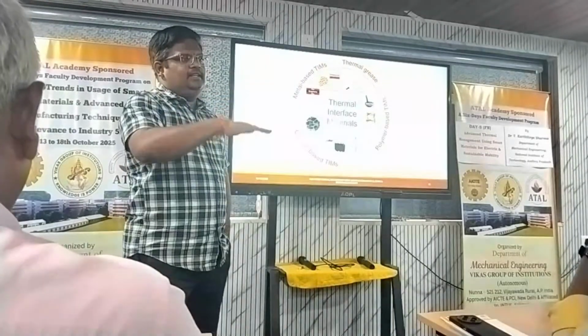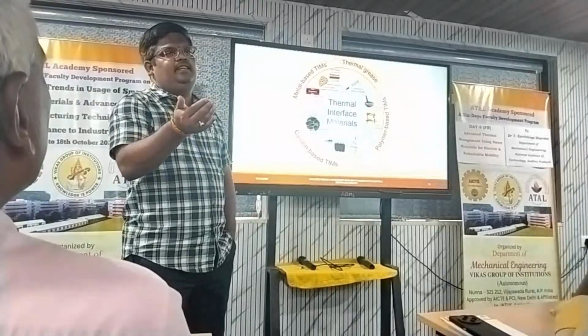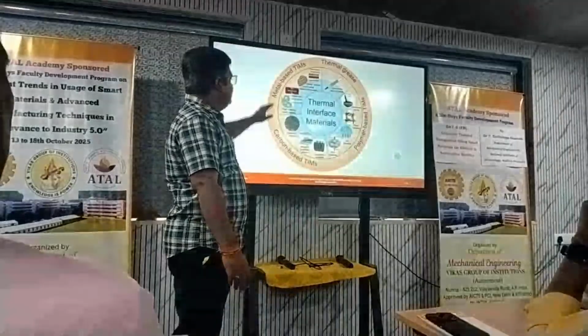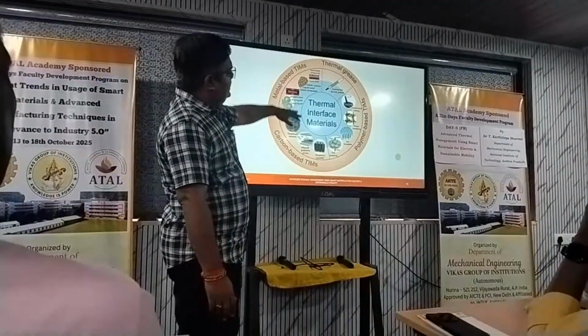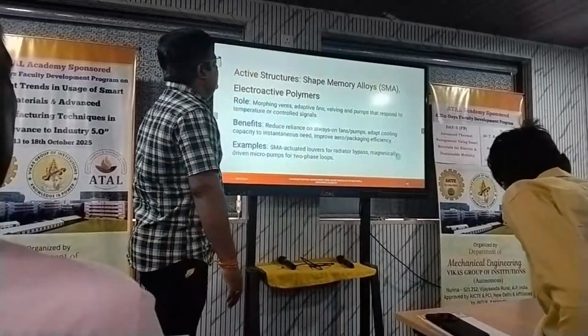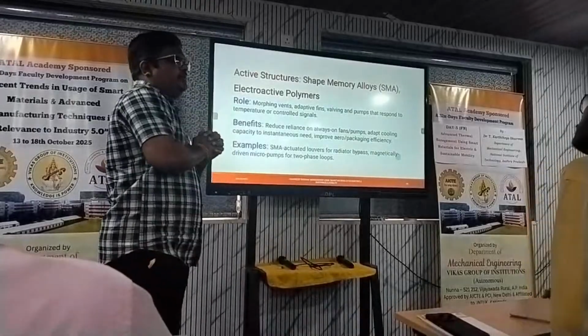Over these heat sources, to connect the heat source and heat sink in a better way of exchanging the heat. Okay, carbon based, metal based, thermal trees and polymer based trees. Next, active structures: shape memory alloys and electroactive polymers.